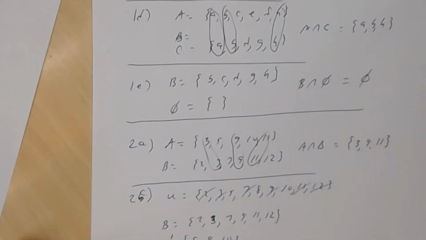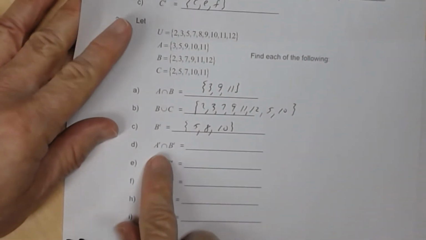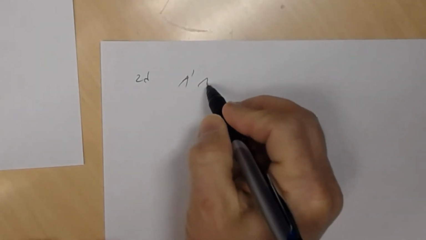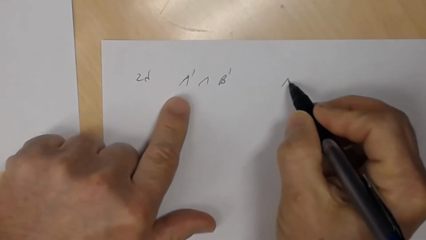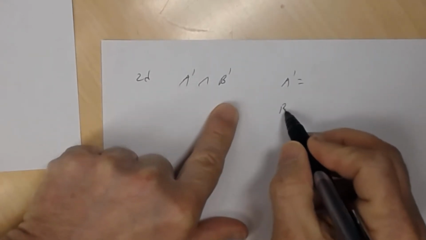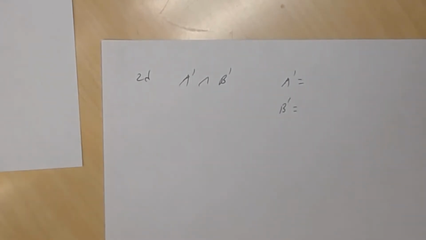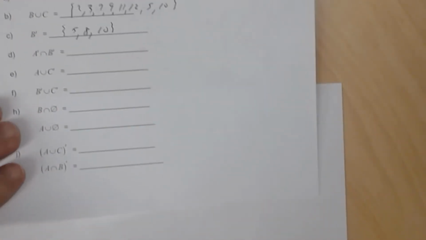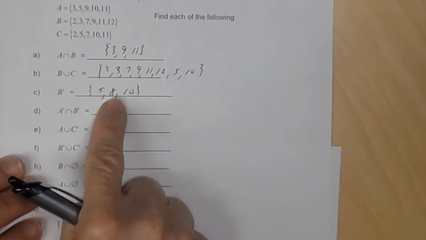Okay, D. Let's look at 2D. Here you want to find the intersection of A complement and B complement. So this is what you've got to find. First you find what A complement is, then you find what B complement is, right? I already found B complement, so I'm just going to list it: 5, 8, and 10.